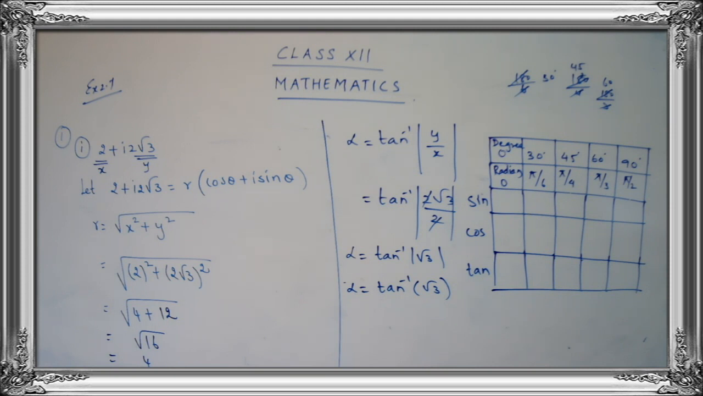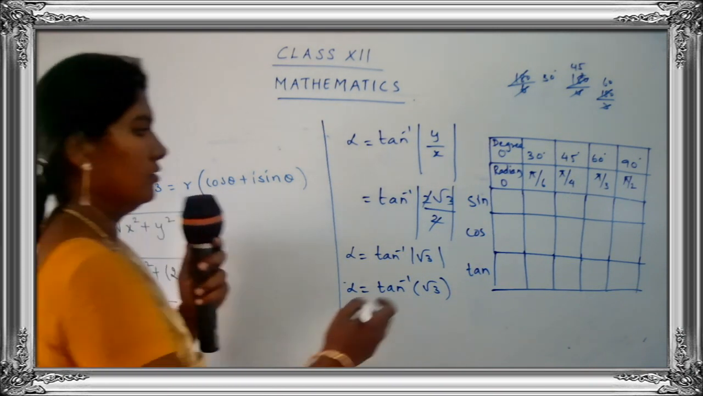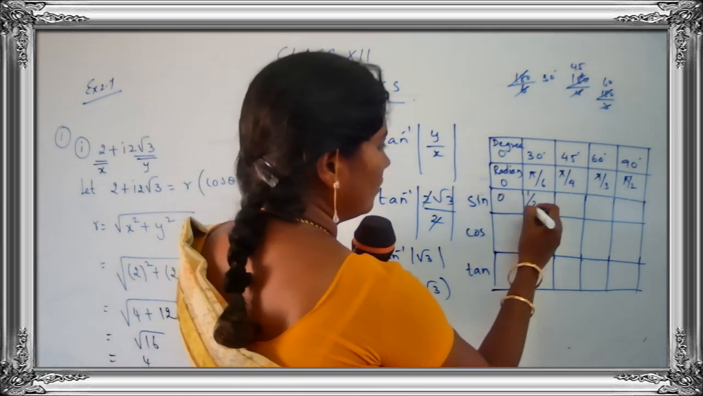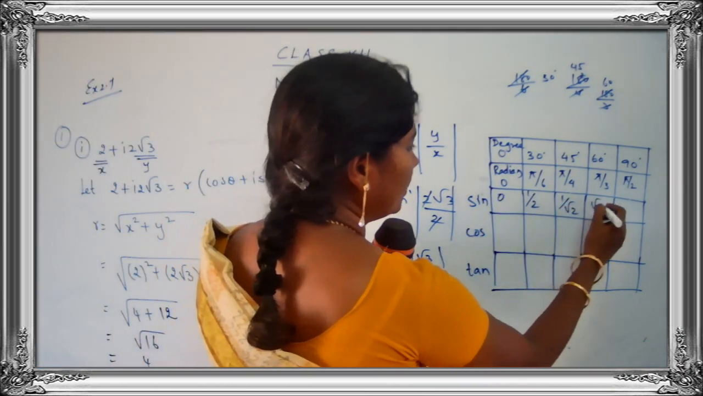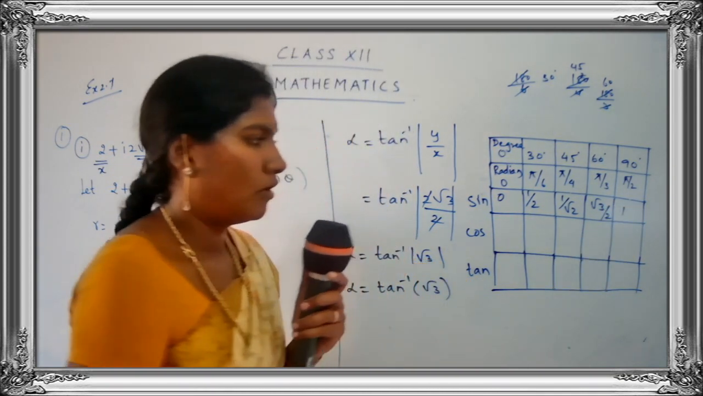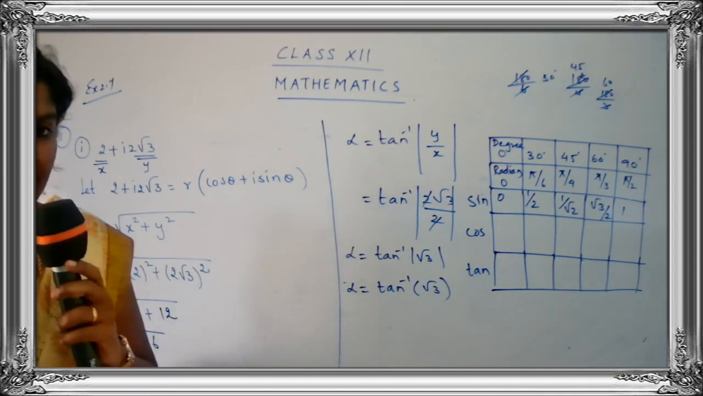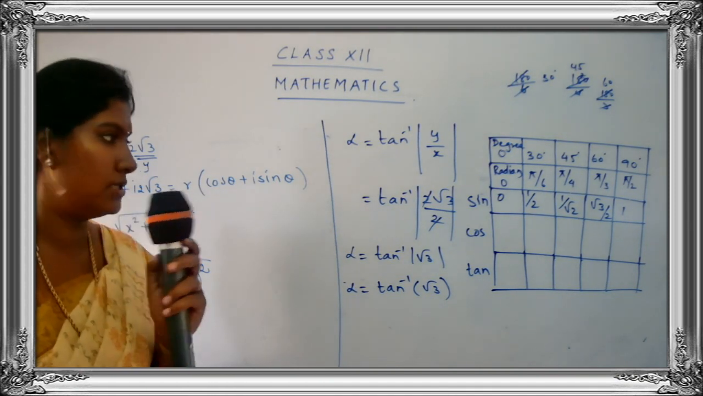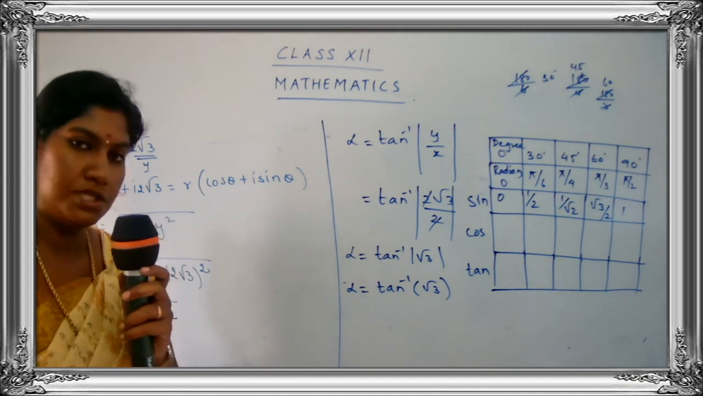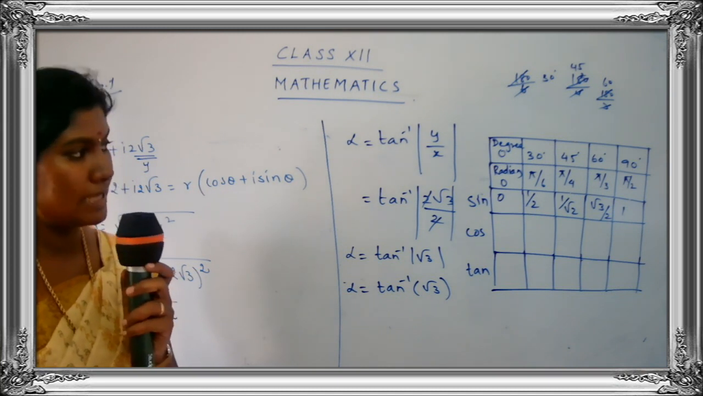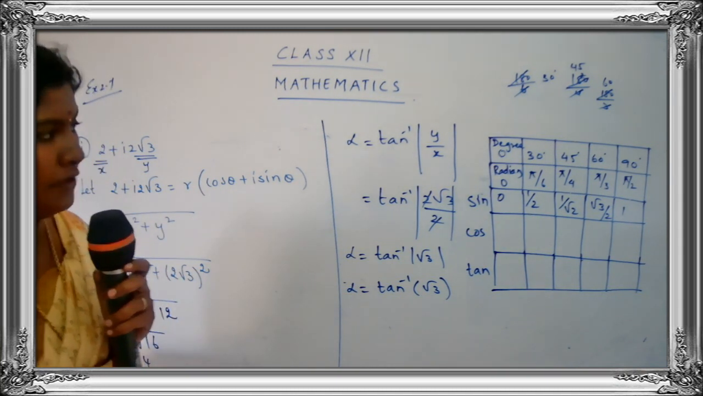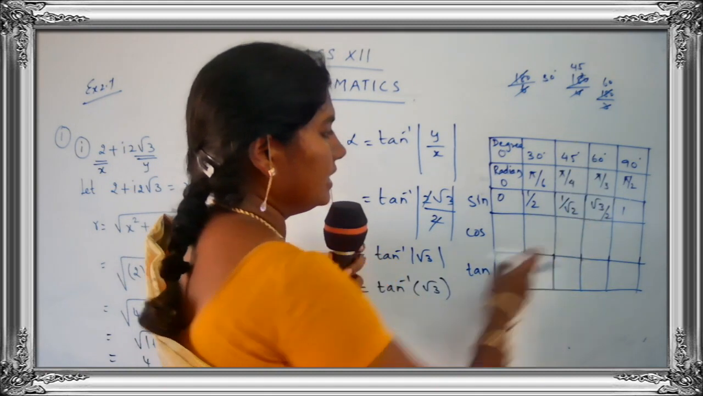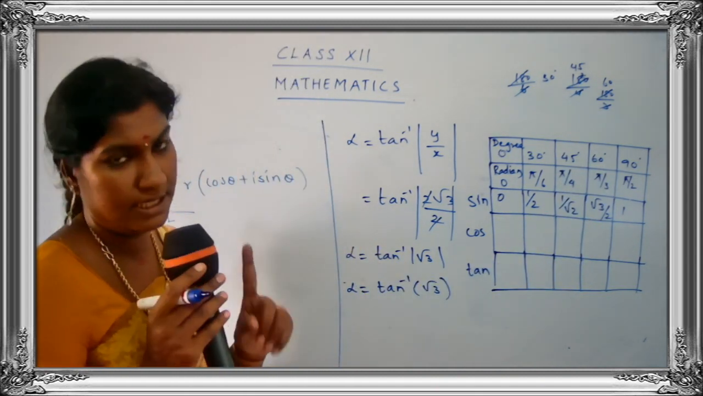Let's fill the details. Sine, you remember the values for sine: 0, half, 1 by root 2, root 3 by 2, 1. Always remember the value for sine. If you just remember the value for sine, we can find out the remaining details. So sine 0 is 0, sine 30 is half, sine 45 is 1 by root 2, sine 60 is root 3 by 2, and sine 90 is 1. Okay.